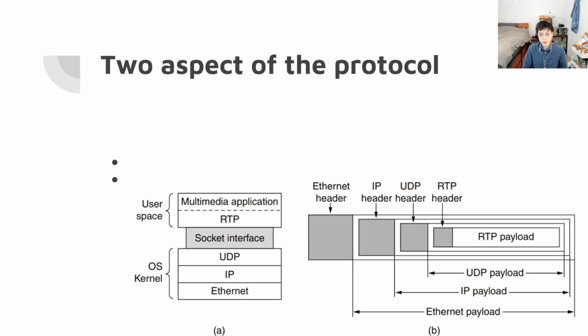In the RTP protocol, it's wrapped in the UDP payload. As you can see, this is the UDP header, and this is the RTP header, which is within the UDP payload, and it goes on being wrapped and sent out.